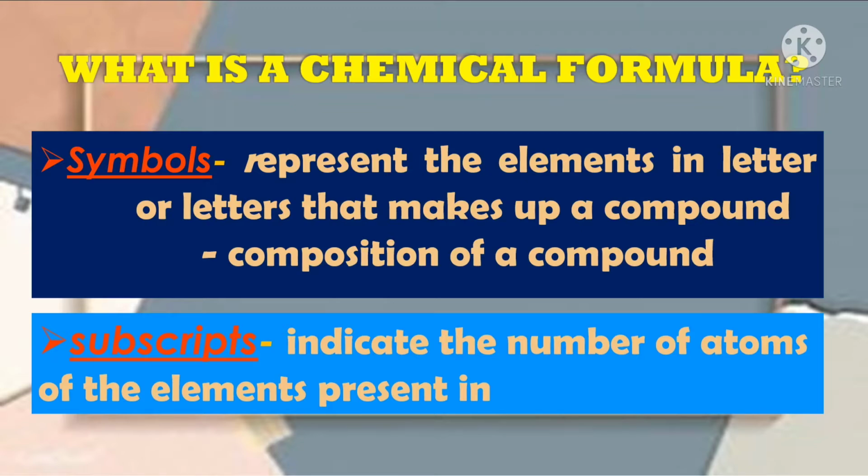Where can you get this? You can check this on your periodic table. Actually, you don't need to memorize all of those, but you have to familiarize yourselves with the common elements. How about subscripts? These indicate the number of atoms of the elements present in the compound. Where can we get this? We will find out as we go along.